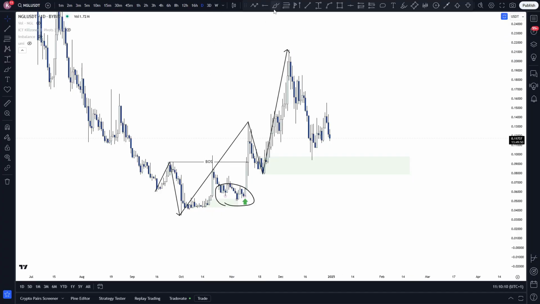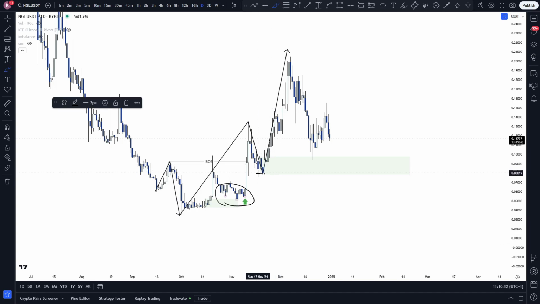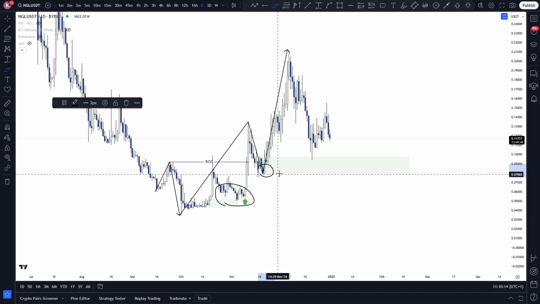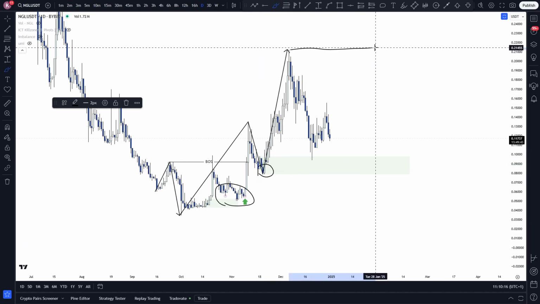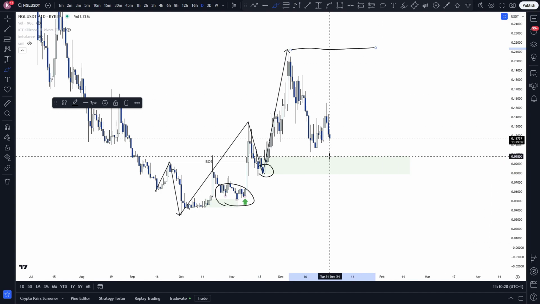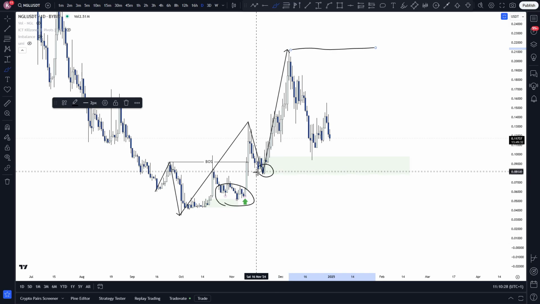So this is NGL really. All you have to know is as long as we do not break this low, we can go up and we can start going for this high again. If NGL is really bullish, then yes, we will hold this low.